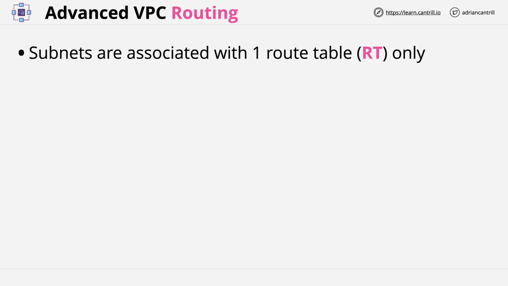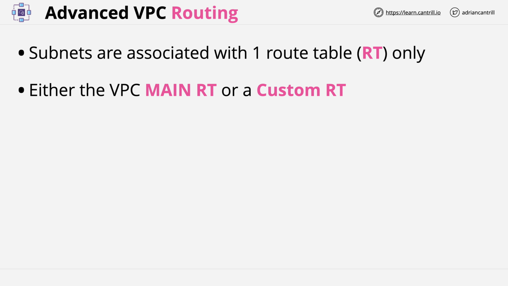And that's either an implicit association with the main route table of the VPC or a custom route table that you explicitly associate with a subnet. So you can create an explicit route table and you can associate it with a subnet, and when you do that, the main route table is disassociated. If you don't explicitly associate a custom route table with a subnet, or you remove an explicit association, then the main route table is associated again with that subnet.